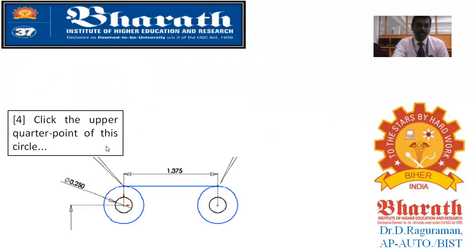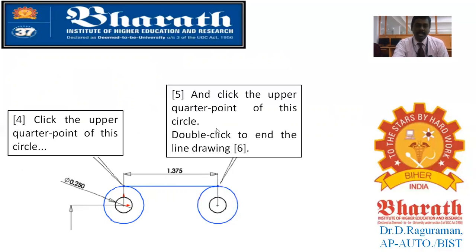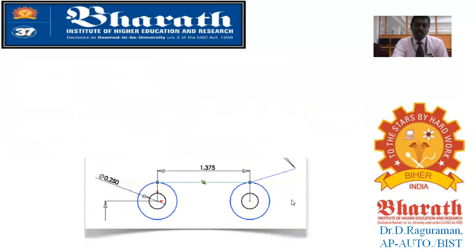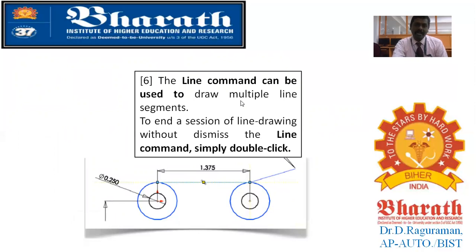Seeing this, you will click the upper quarter point of the circle. Here you are clicking the upper quarter point for creating the line. Then this one is the upper quarter point of the next circle, so that you can double click to end the line drawing. Once you double click, the line drawing will end. The line command can be used for multiple line segments, so to end the session of the line drawing without dismissing the line command, simply double click. It will stay on the line command, but you are closing that one line alone, so that you can proceed for the next line, because you have to go here also.